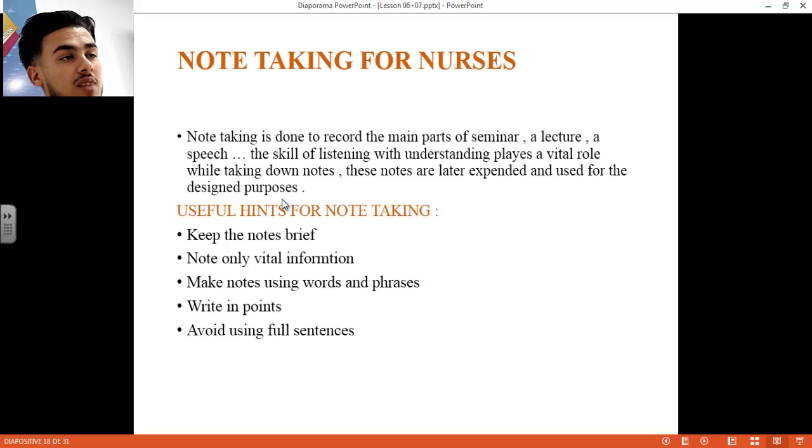Note-taking helps us to gather all the data about any seminar or any lesson, and then when we sit and organize them or prepare them, they may be useful for our work. Here are some useful hints for note-taking. Keep the notes brief. Note only vital information. Make notes using words and phrases. Write in points, which means point by point, not a full paragraph or a full essay. Avoid using full sentences, and that may help you to learn more and get your notes easily.